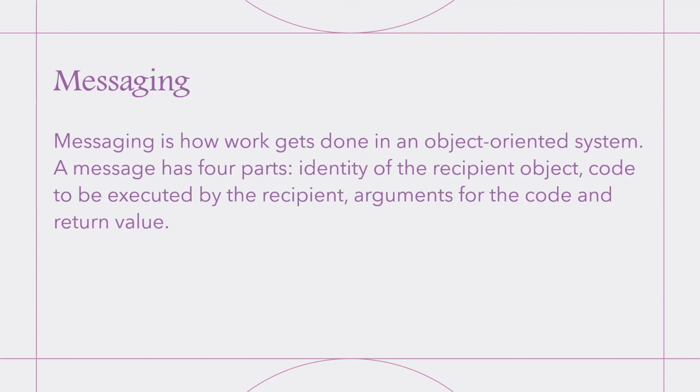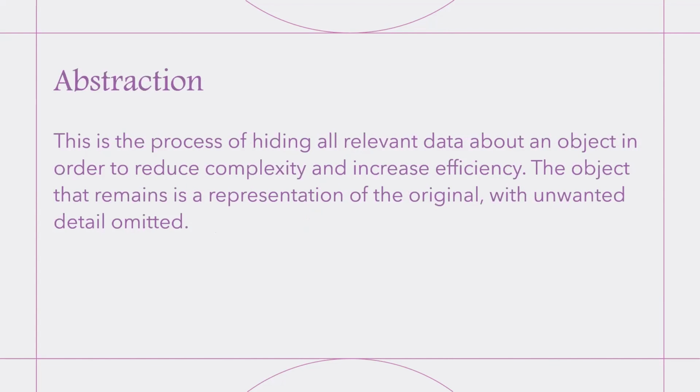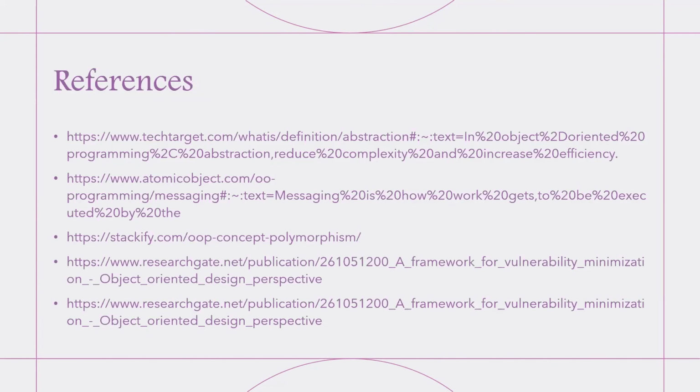Messaging is how work gets done in an object-oriented system. A message has 4 parts: identity of the recipient object, code to be executed by the recipient, arguments for that code, and return value. Abstraction is the process of hiding all relevant data about an object in order to reduce complexity and increase efficiency. The object that remains is a representation of the original with unwanted detail omitted.